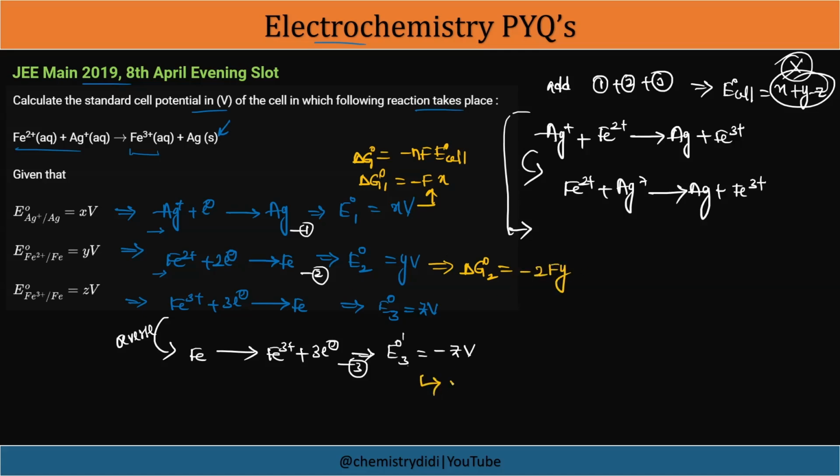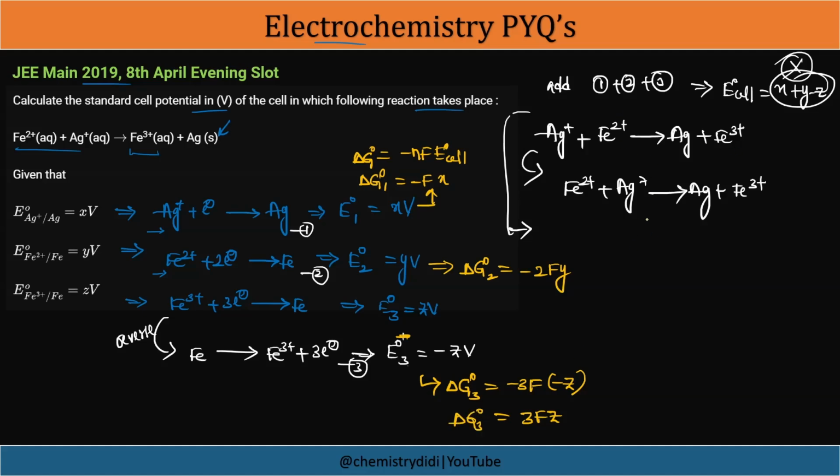And let's find out delta G naught 3 for this. No need to keep a dash over here. How many electrons are being exchanged? 3. So minus 3F, and here the oxidation potential is minus Z. So here it will be 3FZ. Okay, so we have got these.